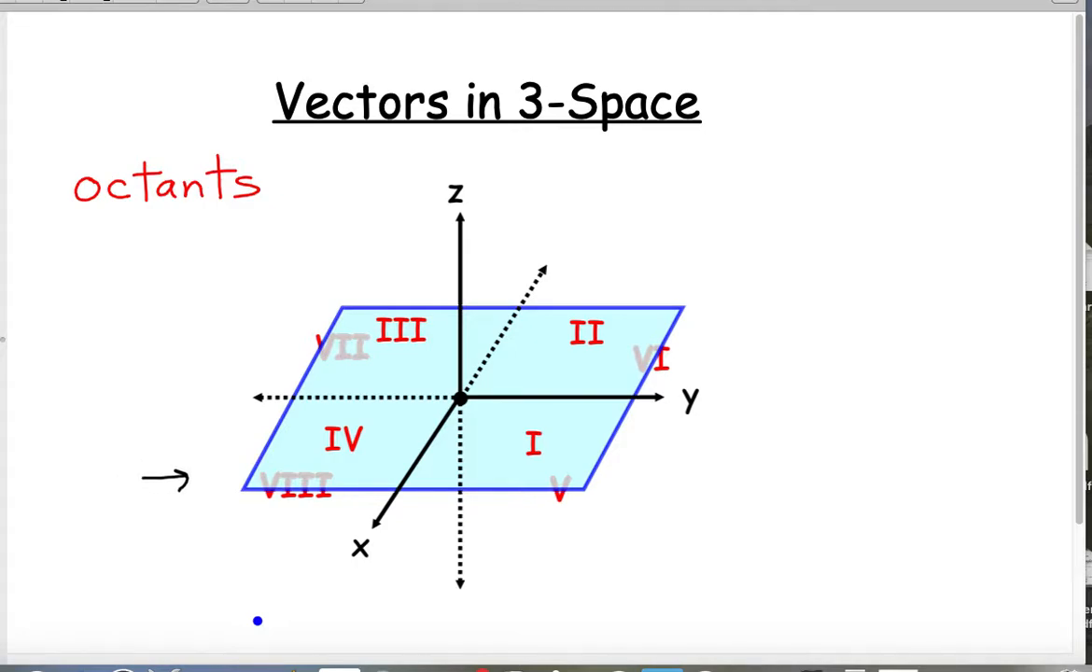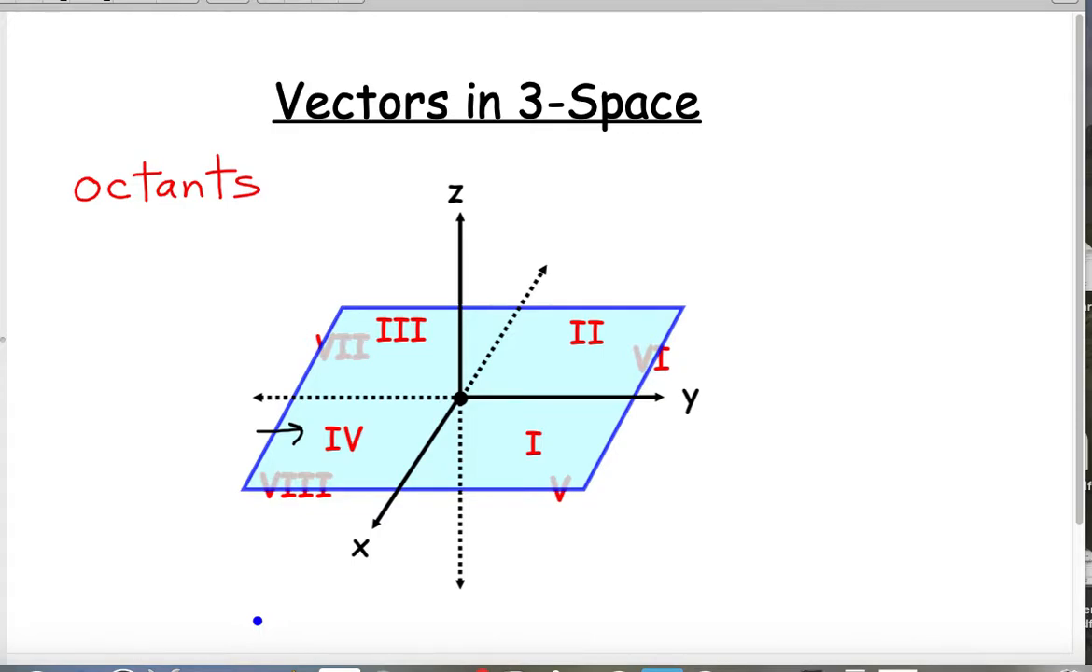The sections above it, let's start with where x is positive, y is positive, and z is positive. That's referred to as the first octant. Where x is negative, y is positive, and z is positive, that's the second octant. For the third one, it's where x is negative, y is negative, and z is positive. Octant number 3. And finally, when x is positive, y is negative, and z is positive, that's the fourth octant.